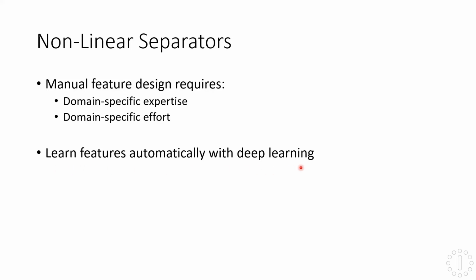So deep learning can help us learn features automatically, by using nonlinear decision rules, which will be able to classify data that is not linearly separable, and which will help us perform classification with high accuracy for data that is not linearly separable.